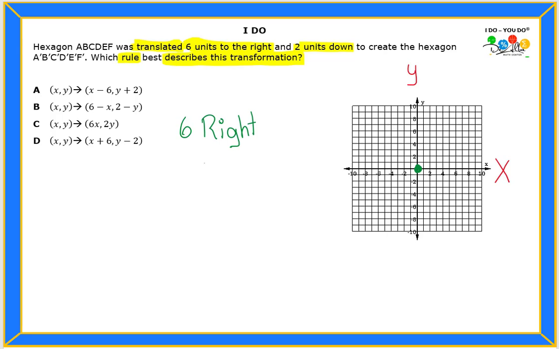So if you go to the right, then I'm expecting to go this way, right? And if you go this way, where are you walking on, X or Y? We're walking on X, right? And if you go to the right, that's positive. So my rule for the X is going to be X plus 6. Okay, and it's X plus 6 because it's positive, because I'm going to the right. Okay, now what's the second thing?